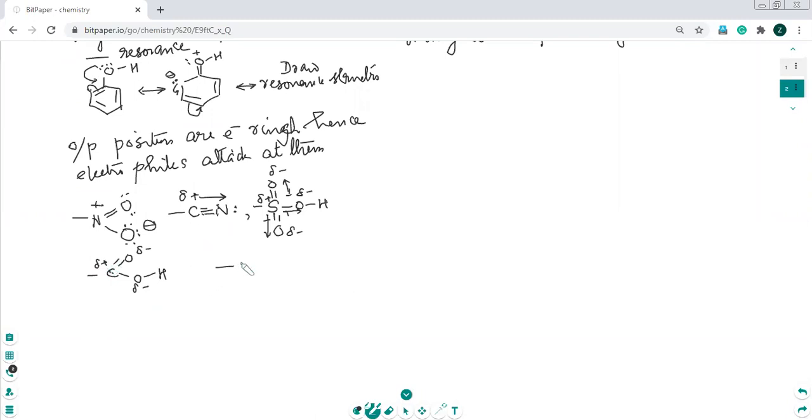Okay. Similarly, you have a carbonyl group, COCH3. All the compounds containing a carbonyl group, here also delta negative and delta positive. So what you have to do is you draw the structure of the molecule. See here. Now if you are asked, is this group ortho-para directing? We have drawn the structure. Good. Now what do you do? Look at the polarity of each atom. You have the oxygen with delta negative. This oxygen is also delta negative.